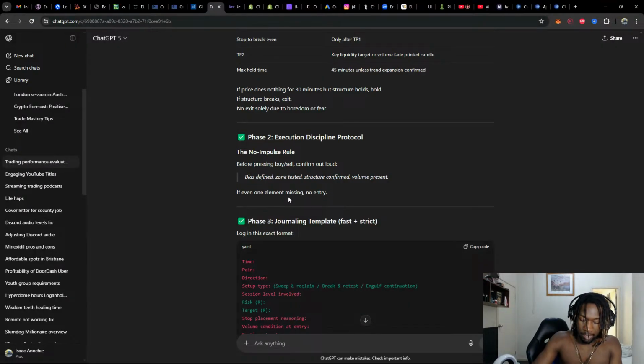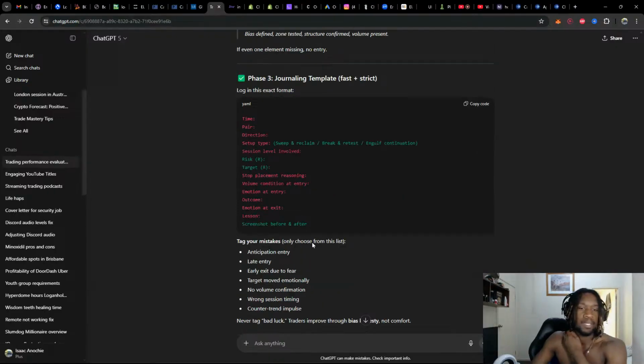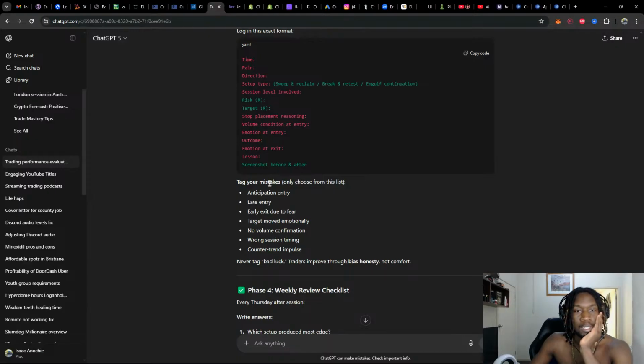So, I'm taking notes from ChatGPT now. Anyway, I'm just going to write this down later, but journaling template, fast plus strict: time, pair, direction, setup type. I don't mind the session level involved. Risk, target, stop placement, reasoning, volume condition at entry, emotion at end. I do not mind this at all. Probably going to start using this specifically. Lesson. Nice. Tag your mistakes, only choose from the list: late entry, early exit due to fear.